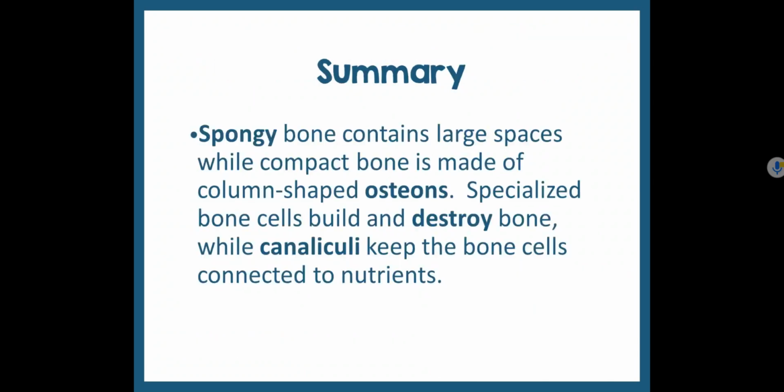To sum up, spongy bone contains large spaces, while compact bone is made of column-shaped osteons. Specialized bone cells build and destroy bone, while canaliculi keep the bone cells connected to receive nutrients.